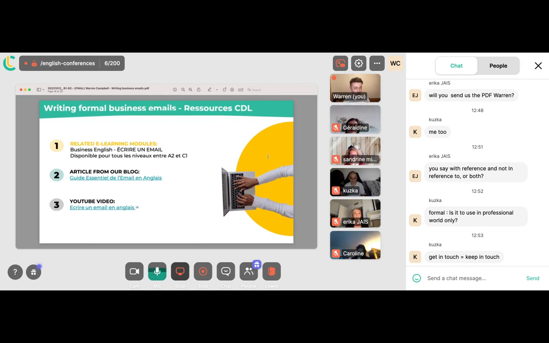We have some additional resources on our e-learning platform and an article on our website. So there's a module on our e-learning platform, Écrire un email. It's suitable for A2 right up to C1, so feel free to work on this exercise as well. We also have an article on our blog, so feel free to read that. And we also have a YouTube video as well, writing an email in English. So lots of resources for you today. Lots of language, lots of resources.